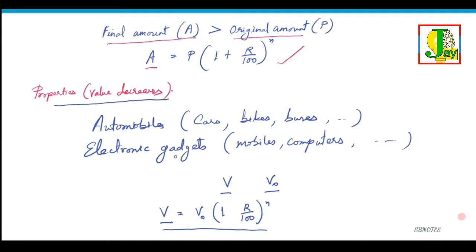For this type of property, the value decreases over time, which means the final price is always less than the original price. That means you're going to end up getting less amount when you sell them second hand to another person, and hence the original amount is always greater than the final amount, and that is why we have a minus sign in the same formula we have for the previous properties. So V equals V0 into (1 minus R by 100) whole power N. Now let us see this formula in detail.